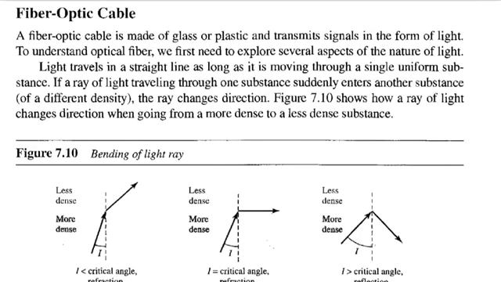Fiber optic cable. A fiber optic cable is made up of glass or plastic and transmits signals in the form of light. To understand optical fiber, we first need to explore several aspects of the nature of light. Light travels in a straight line as long as it is moving through a single uniform substance. If a ray of light traveling through one substance suddenly enters another substance of a different density, the ray changes direction. Figure 7.10 shows how a ray of light changes direction when going from a more dense to a less dense substance.